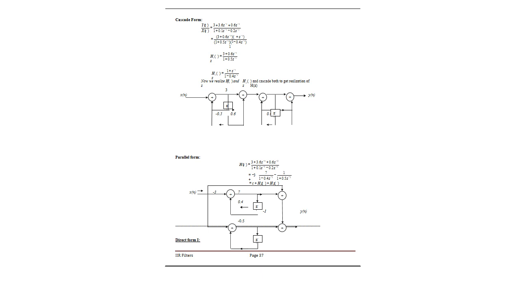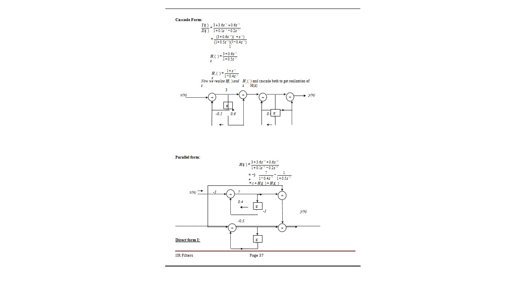So parallel form means that H of Z is equal to (3 + 3.6 Z^-1 + 0.6 Z^-2) divided by (1 + 0.1 Z^-1 - 0.2 Z^-2). So commonly we have taken that the value will be minus 3, minus 3 plus 7 by 1 minus 0.4 Z^-1, minus 1 by 1 plus 0.5 Z^-1. That is equal to C plus H1 of Z into H2 of Z.